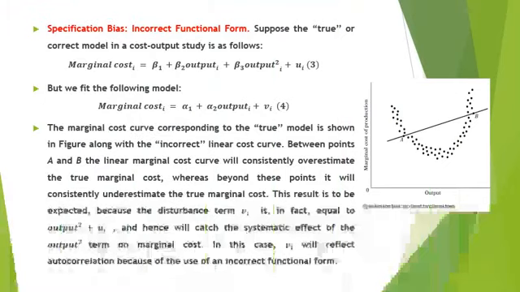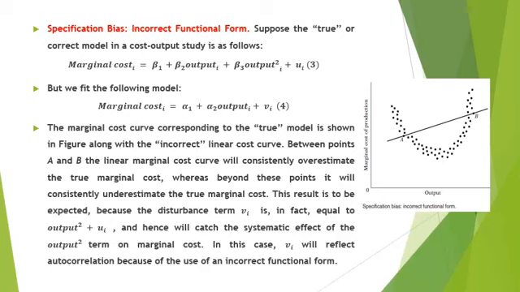The next important reason for the problem of autocorrelation is specification bias due to an incorrect functional form of the model. Suppose the true or correct model in a cost output study is given as marginal cost of i is equal to beta 1 plus beta 2 into output of i plus beta 3 into output squared of i plus ui. That is, the marginal cost of a firm is a quadratic function of its own output. The subscript i denotes the ith firm, meaning the data in question is cross-section data.